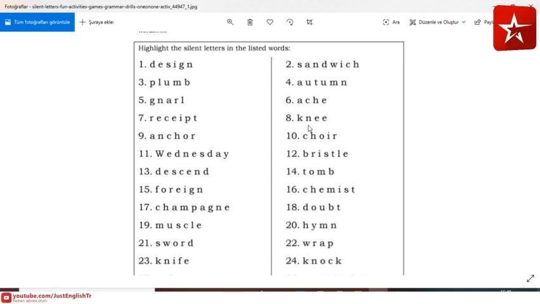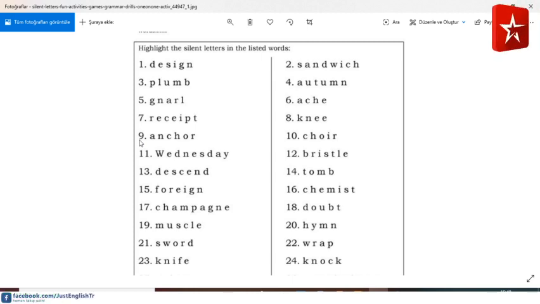Number 8. Which one? Esin says K. Yes, K is the correct answer. We pronounce it like "ni," not "kni," okay? "Ni" is the correct answer for number 8. Yes. And number 9.